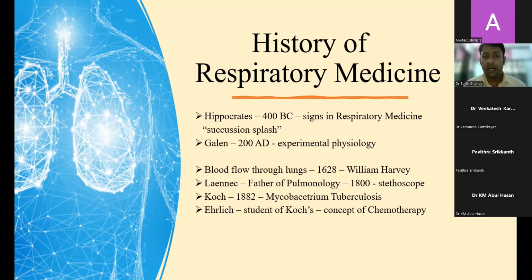Then around 200 AD, Galen, who is considered the father of experimental physiology, described the entire blood circulation and especially pulmonary circulation well before William Harvey did in 1628. And William Harvey expanded on his ideas about pulmonary circulation.